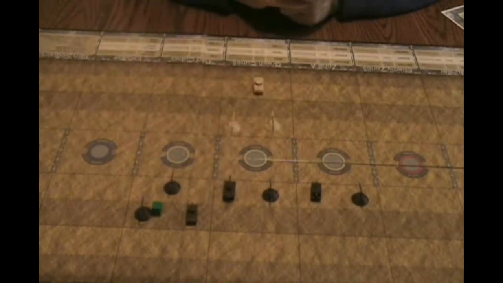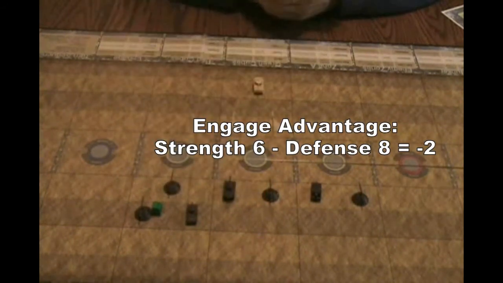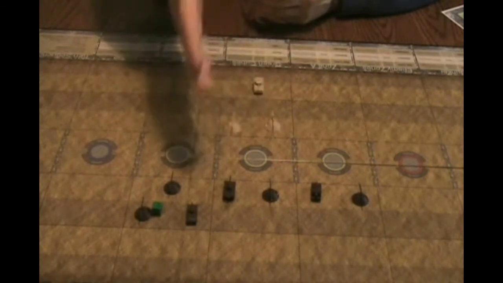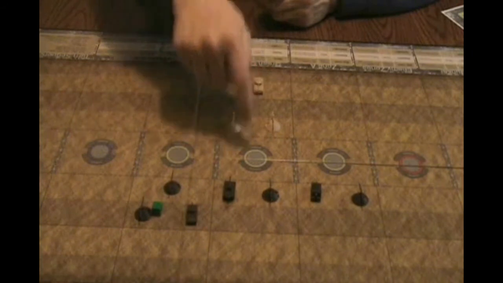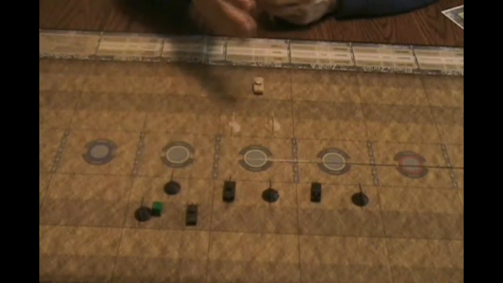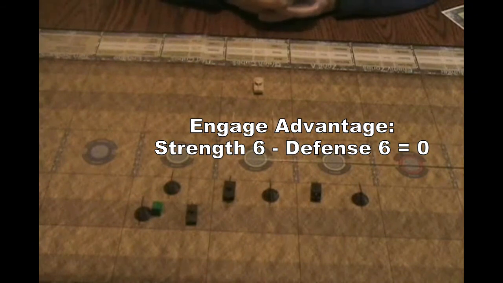The number 8 unit, the Panther, has a defense of 8. So 10, 8, 6, defense is 8, the engage advantage is a -2. The number 7 unit, his defense is a 6, 10, 8, 6, is against a 6 defense, the engage advantage would be set to 0.